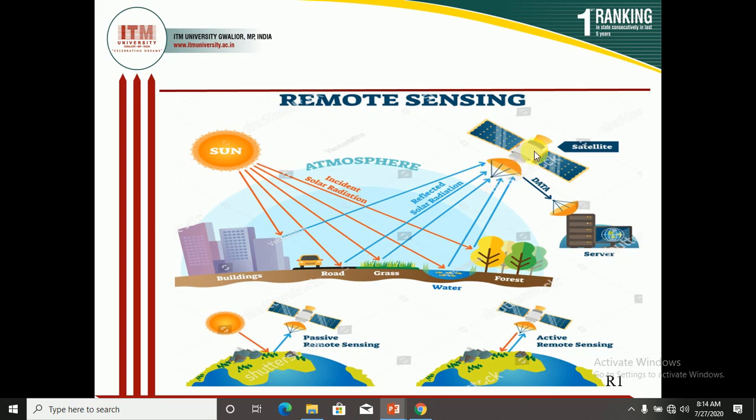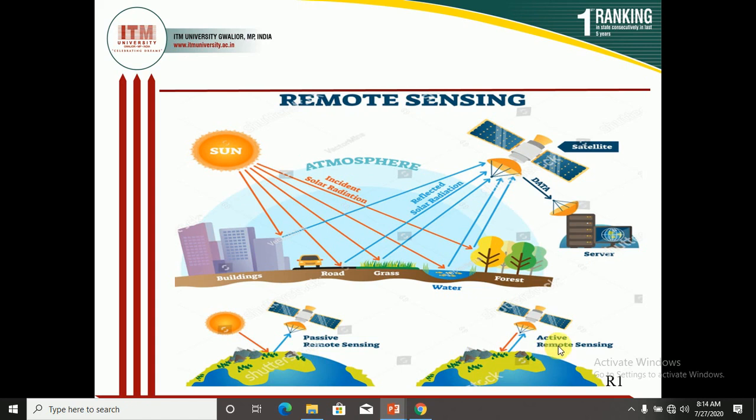That satellite transmits the signal or data to a remote station. That remote station, with the help of a computer or server, further processes specific information about the object and converts it into an easily understandable form. Like a road emits and reflects certain radiation, a water body reflects certain radiation, and all are gathered by the satellite. This is what happens in passive remote sensing.